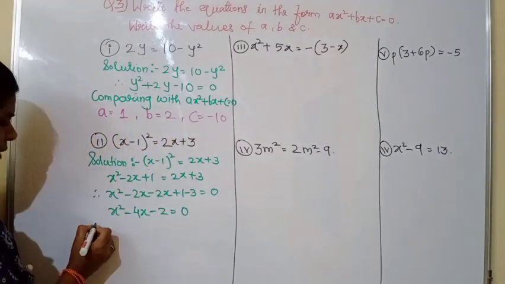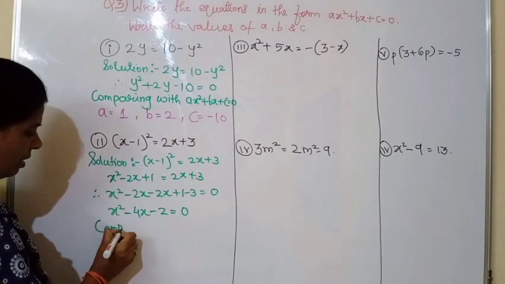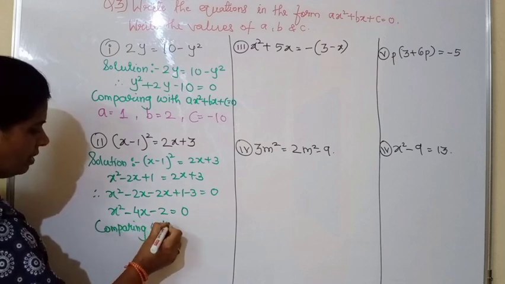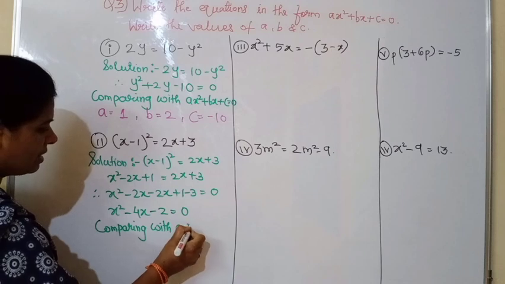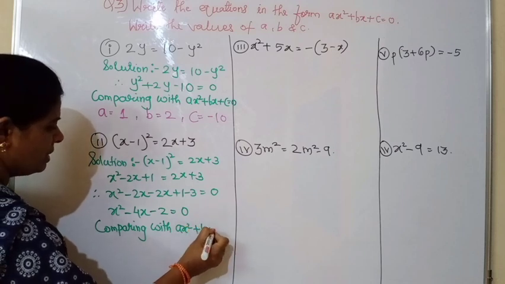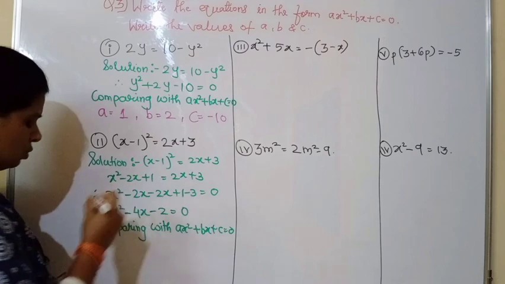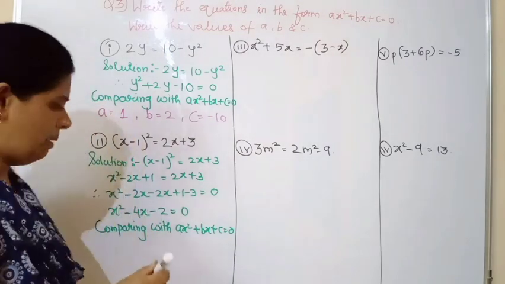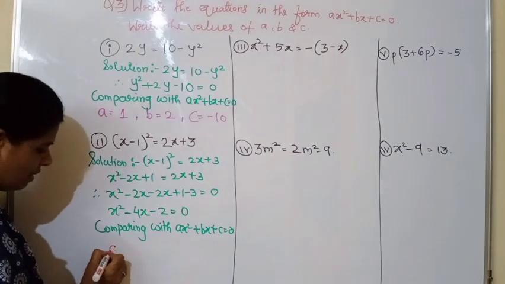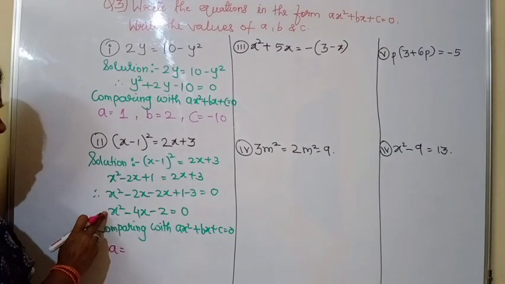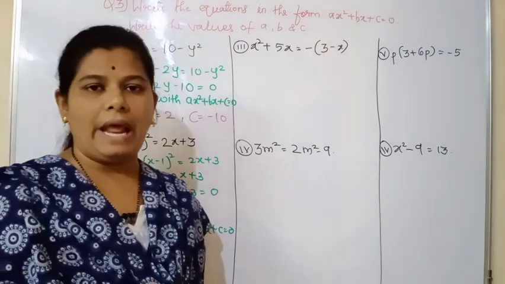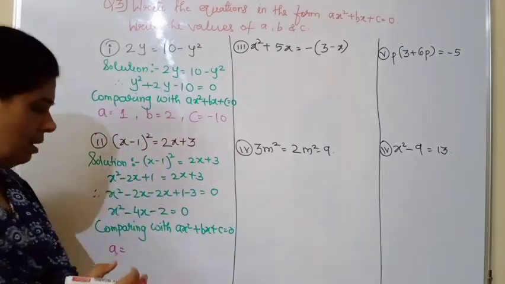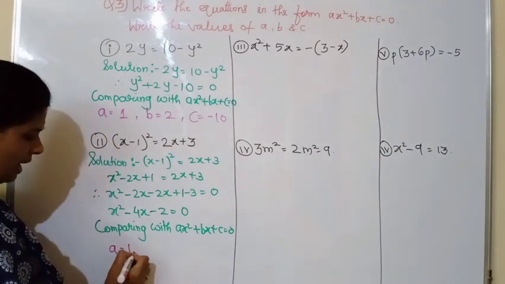Now what we have to do? We have to compare, comparing with the standard form, that is ax square plus bx plus c equal to 0. Okay. And after comparing we get the values of a, b, c. So here now what is the value of a? As I told you, there is no coefficient before x square. If there is no coefficient, we have to take it as a 1. So here the value of a is 1.